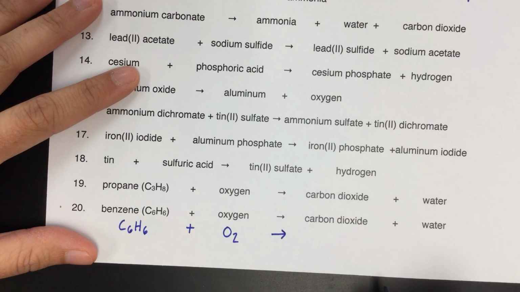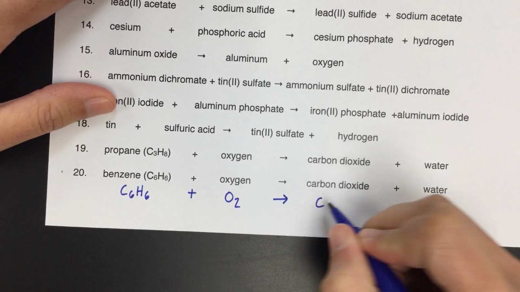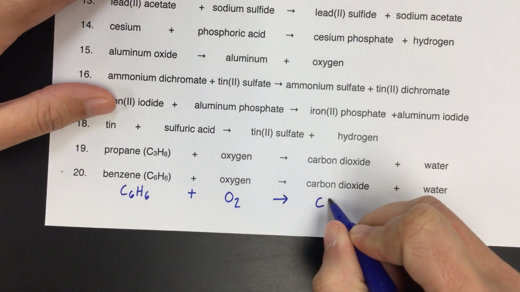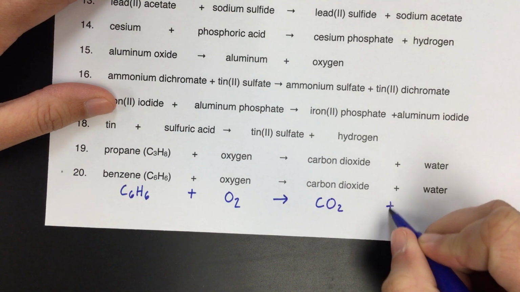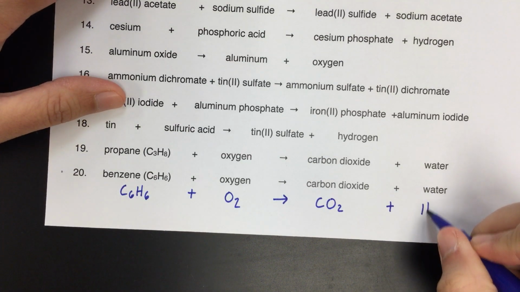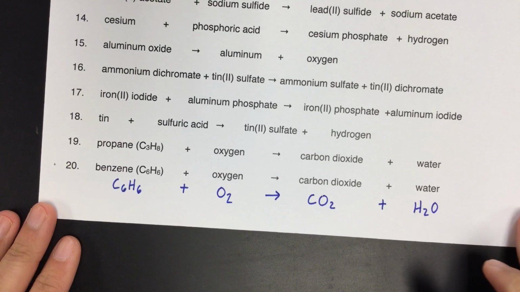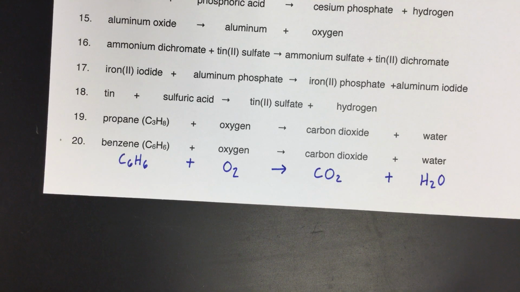Carbon dioxide, this is reviewing your covalent naming. Carbon, there's no prefix there, so it means there's one. Dioxide means there are two oxygens. And water, you know that formula, H2O. Okay, so there are our formulas. Now we need to balance. And these ones can be quite tricky.